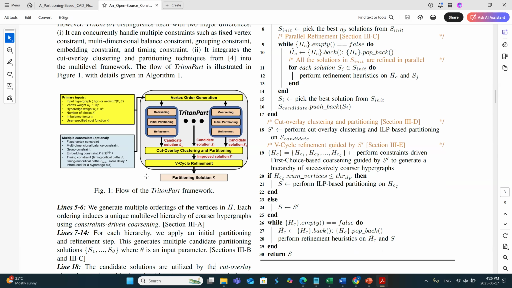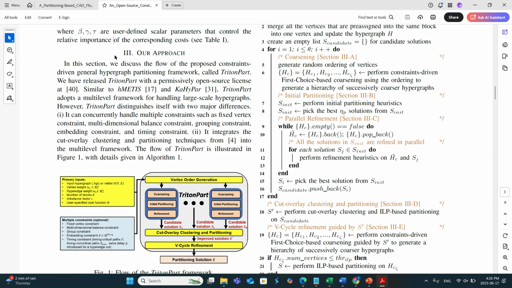Okay, so how does this actually work? They first coarsen their hypergraph, and there's a bunch of discussion about each one of these steps. Let's see if I can find where they talk about coarsening it. There's a section on each one of these things. Okay, so here's the coarsening. They got a bunch of vertex orders, got a bunch of partitionings proceeding in parallel. First thing each one of those does is this coarsening step.